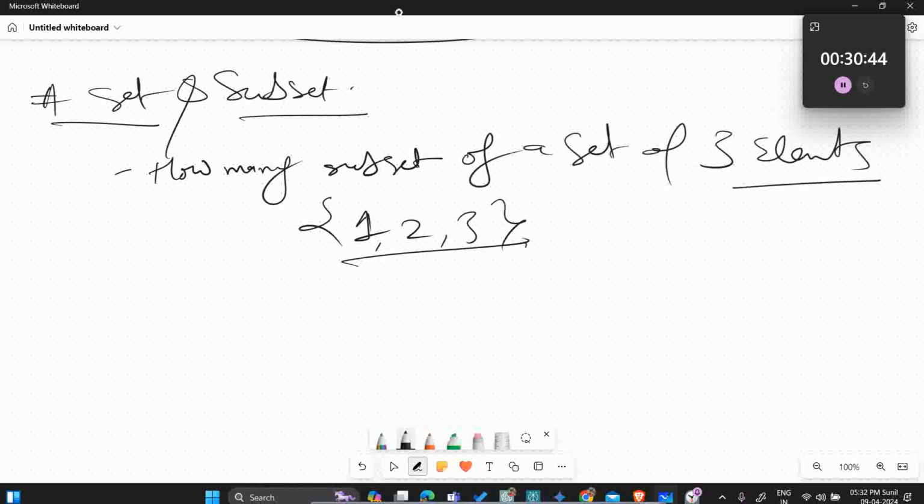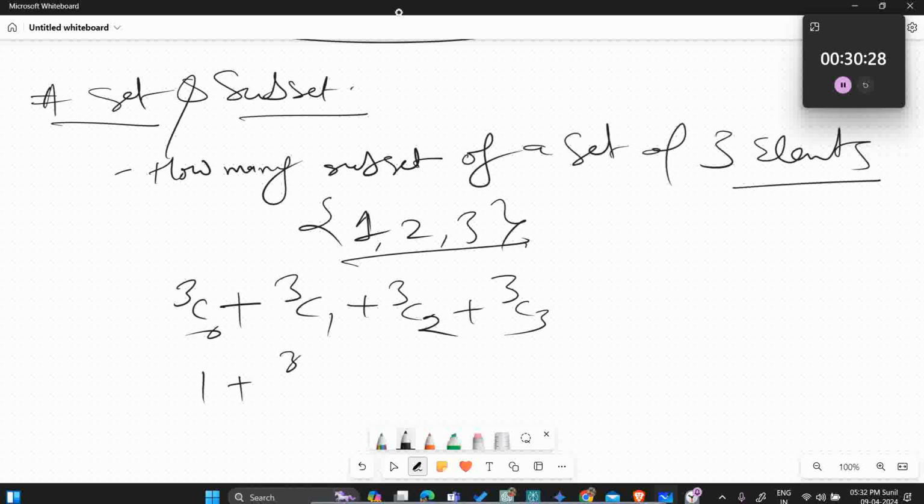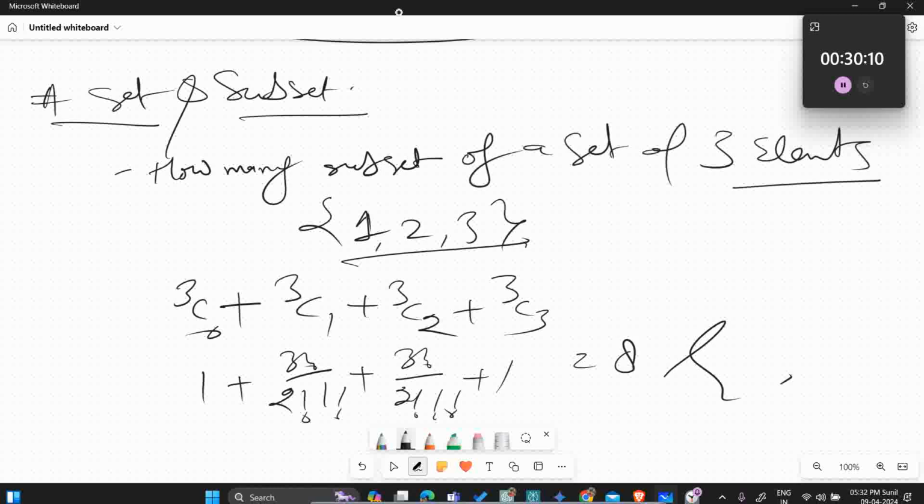So subsets would be like, from 3 we can select 0, plus from 3 we can select 1, from 3 we can select 2 elements, plus from 3 we can select 3 elements. So it is 1 plus 3, 1 plus 3 to 3 upon 2, 1 plus 1 only. 3, 3, 3, 6, 7, 8. 8 is the answer.